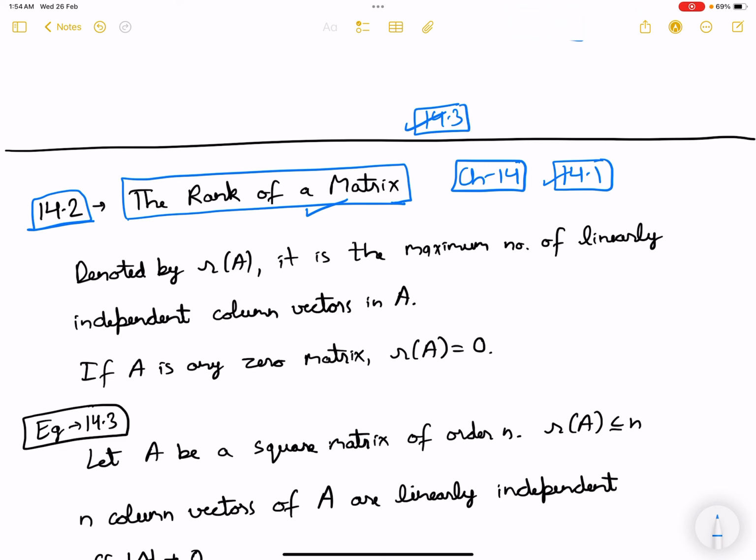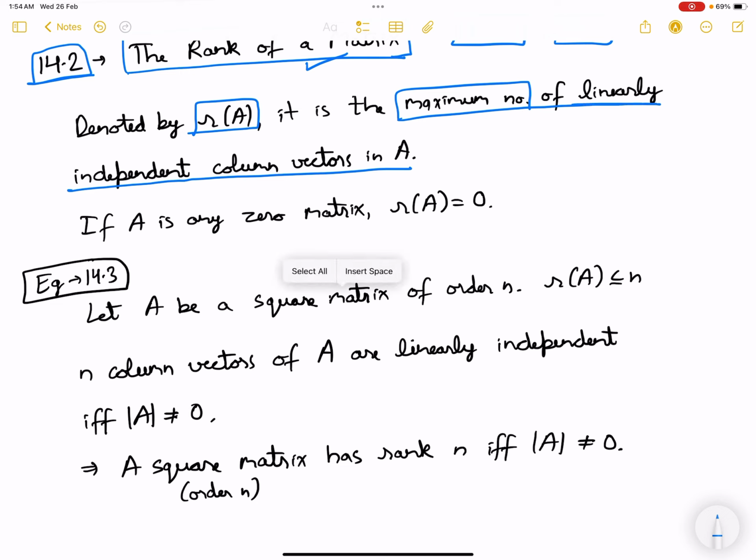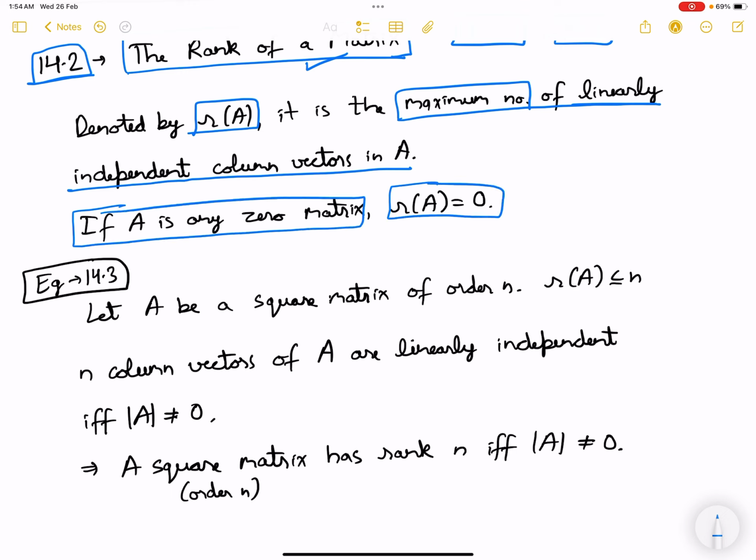Before this, let's check what the rank of a matrix is. It is denoted by rank A, and it is the maximum number of linearly independent column vectors in A. And it can be written as the maximum number of linearly independent row vectors in A as well. Now if A is any zero matrix, then the rank of A is 0. Now we'll discuss in a bit more detail how we are supposed to find the rank of a matrix using two methods.